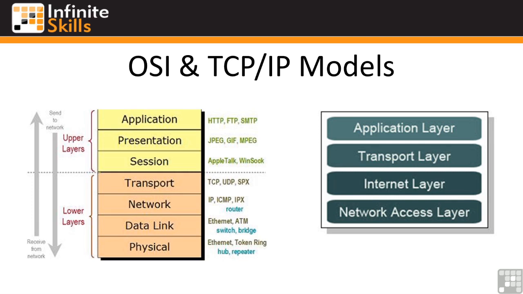Above that, we've got session, which is AppleTalk and WinSock, for example. The presentation layer, which is layer 6. So we've got image files and video files there, so JPEGs, GIFs, MPEGs. And finally, at the application layer, or layer 7, we've got things like HTTP, FTP, and SMTP. So application protocols are at the application layer.